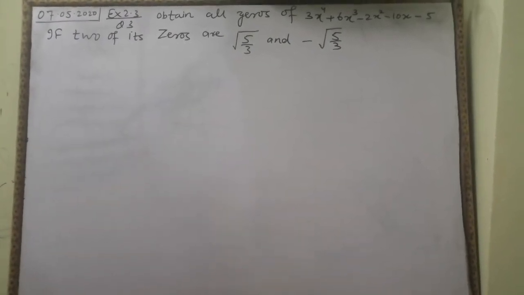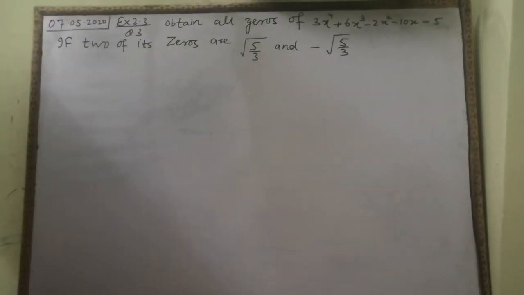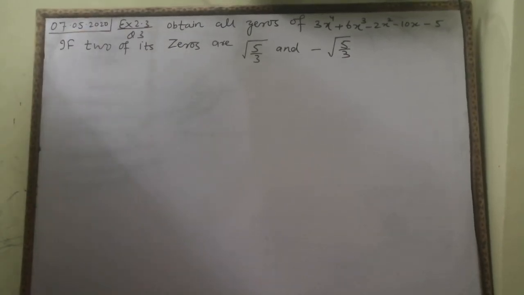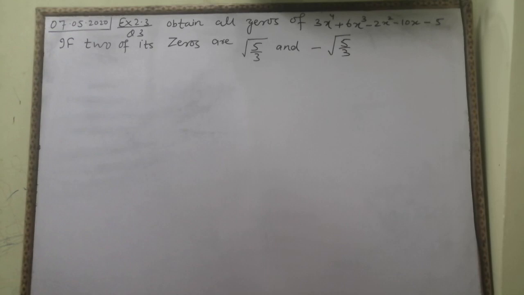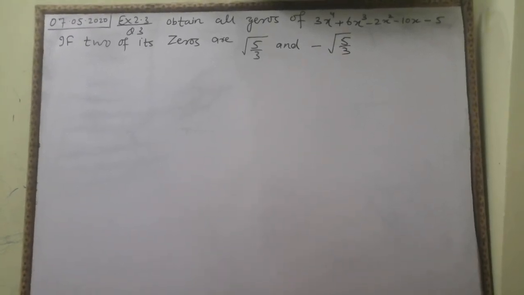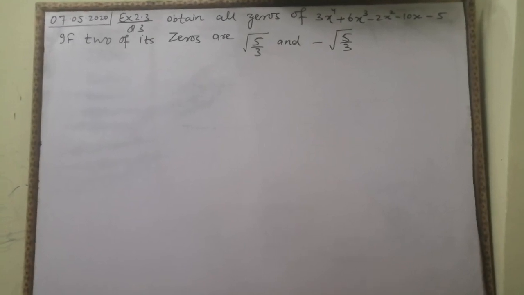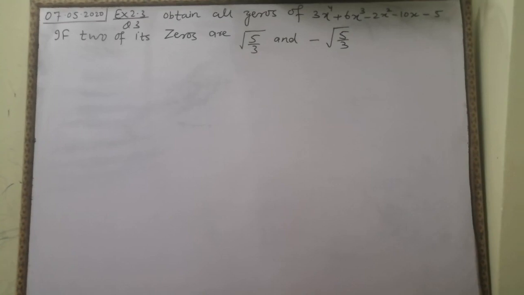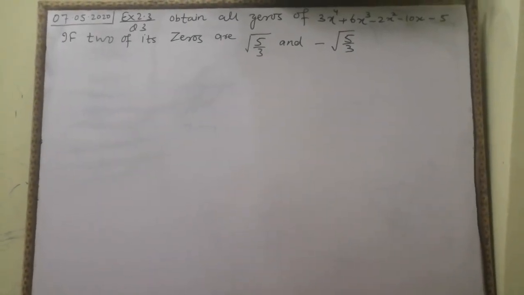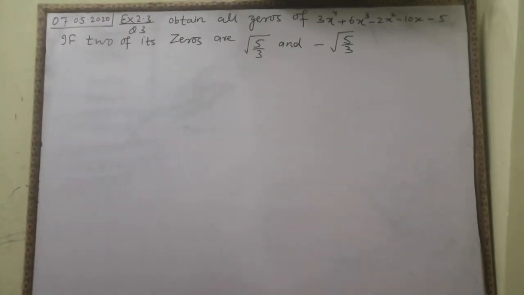Now, I came here to discuss question number 3, and I have written it on my board. You can see question number 3 is: obtain all zeros of 3x to the power 4 plus 6x cube minus 2x square minus 10x minus 5 if two of its zeros are root 5 by 3 and minus root 5 by 3. This is the question.